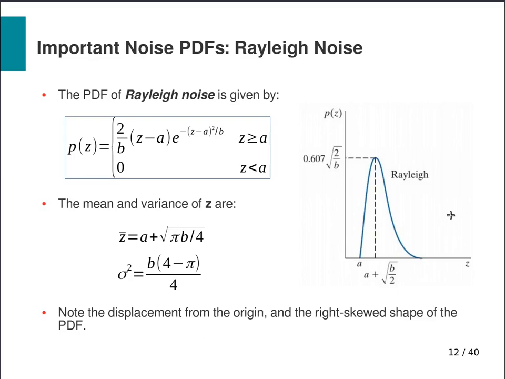As you can see, it is right skewed when you compare it to the Gaussian noise PDF.